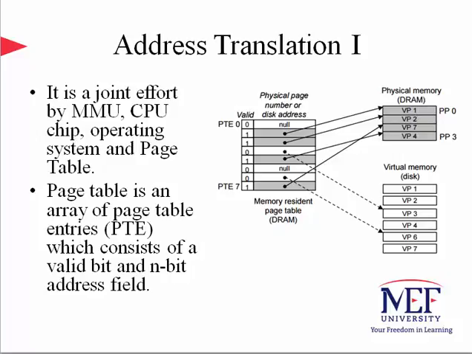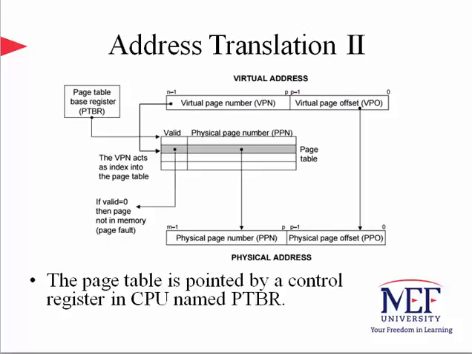On the right, there is an example with 8 virtual pages, and only 4 of them are cached in DRAM. 2 of them are not cached, and they are located on disk, and 2 other virtual pages are not yet allocated. One of the observations is that the DRAM cache is fully associative. In other words, any physical page can contain any virtual page.